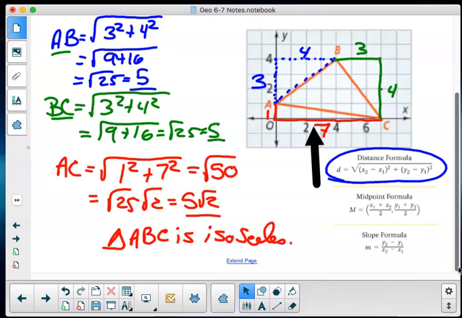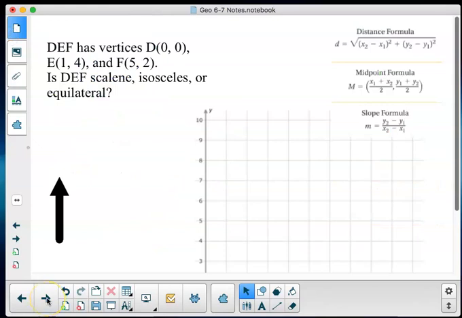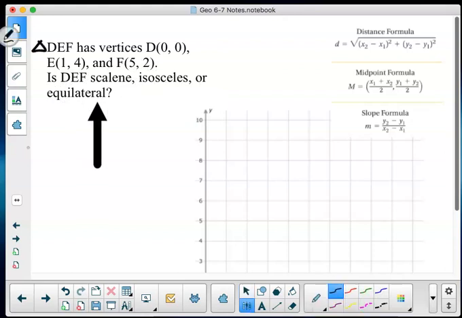Okay, now we're going to move on to the next one. Okay, so I basically did one that you've done with me, and this is another triangle one. I am looking here, I'm going to go, hey, DEF has vertices D(0,0), E(1,4), and F(5,2). Is DEF scalene, isosceles, or equilateral? And this should really have a triangle in front of it. So if you'd put that in there, I'd greatly appreciate it.